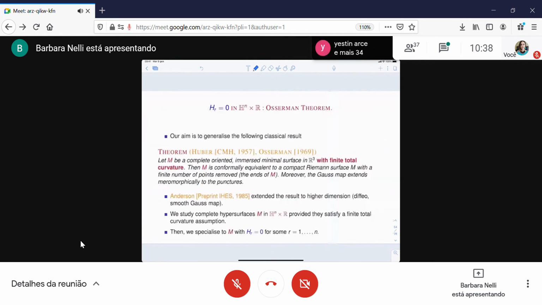What we do is study complete hypersurfaces in H^n cross R, provided they satisfy a finite total curvature assumption. So we are in a different situation with respect to before, where we knew from the beginning that the total curvature was not finite, because it was asymptotic to an H^n. Here we changed the point of view. We are considering more the example that I showed you before, the catenoid that was asymptotic to vertical planes. That one was with finite total curvature. First we study in general complete hypersurfaces, regardless of the H_R curvature. Then we specialize to H_R equal to 0, and we get some more results.